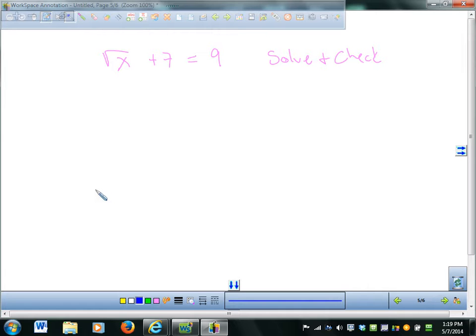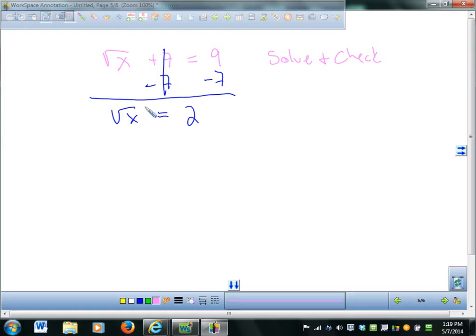What you're trying to do is get x by itself. Go ahead, Nolan. What do I do? Subtract 7. Good. I subtract 7 from both sides. Subtract 7, subtract 7. And I get square root of x equals 2. Now, how do I get rid of the square root? I don't square root both sides. I do the opposite, which is squaring. So to get rid of a square root, I square it. I square this and I square this. So what is the square root of x, squared? It's just x.